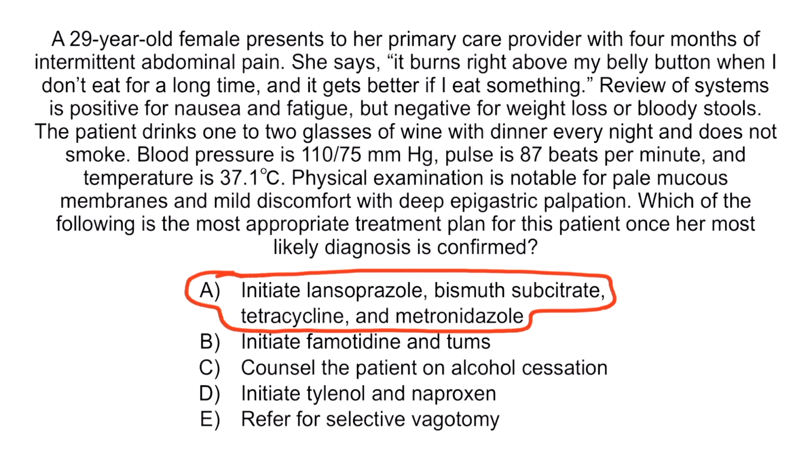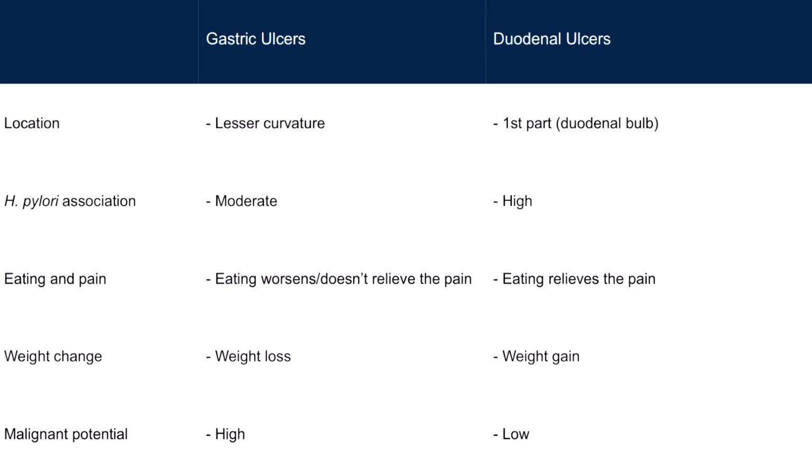This patient presents with chronic burning epigastric pain, which is strongly suggestive of peptic ulcer disease. Furthermore, her pain worsens on an empty stomach and gets better if she eats something. This is strongly suggestive of a duodenal peptic ulcer, which is likely slowly bleeding given this patient's pale mucous membranes on physical examination. Recall that peptic ulcers are broadly categorized into gastric ulcers and duodenal ulcers.